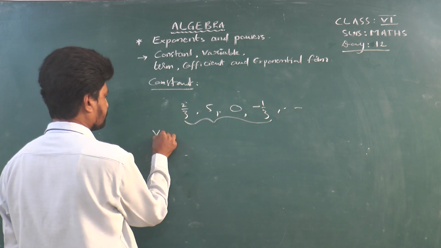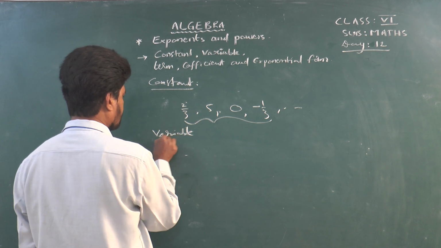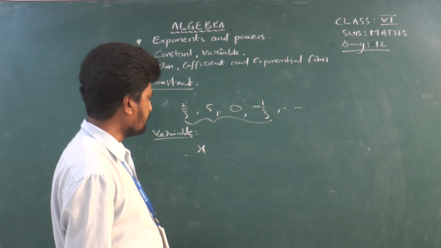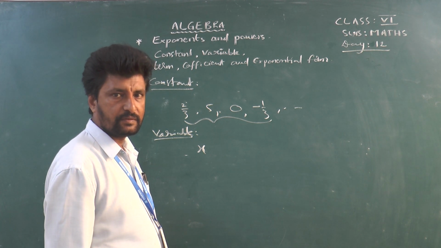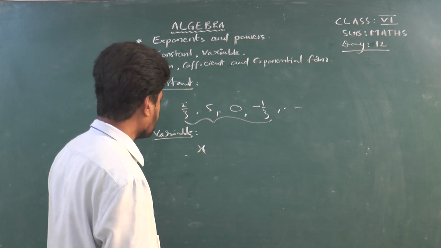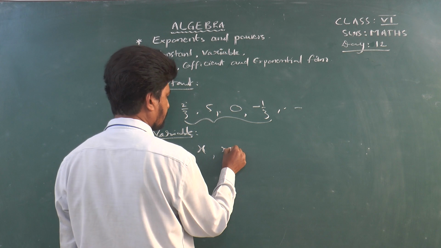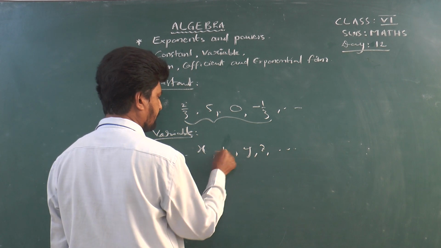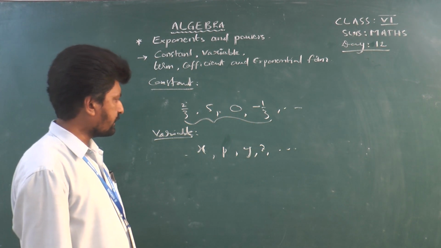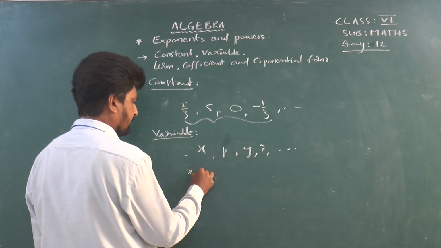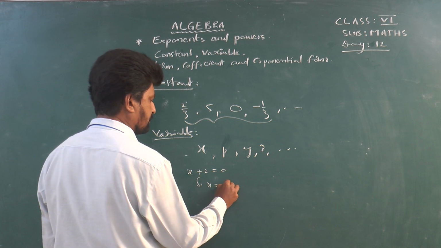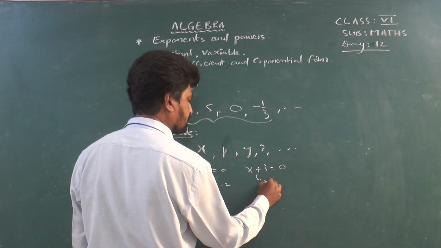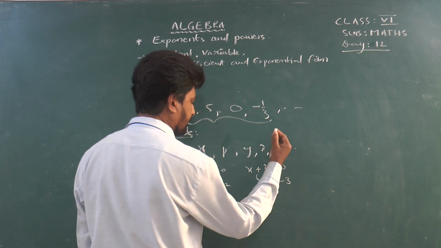And next, variable. Suppose I am taking a symbol. Any symbol that can change its value is called a variable. Generally, variables are denoted by x, y, z, p, etc. Let us suppose x plus 2 is equal to 0 happens when x is equal to minus 2. Suppose x plus 3 is equal to 0, then the same symbol x is minus 3.